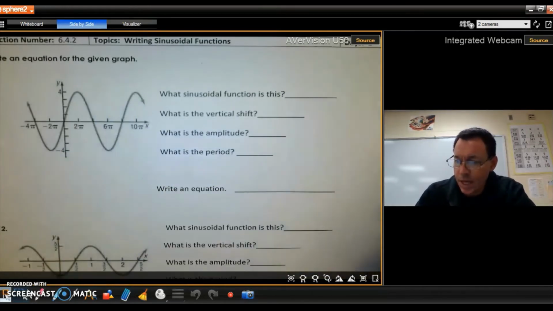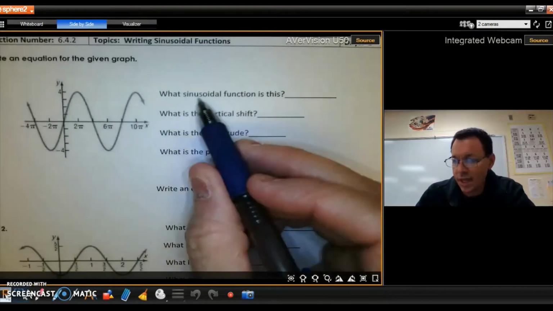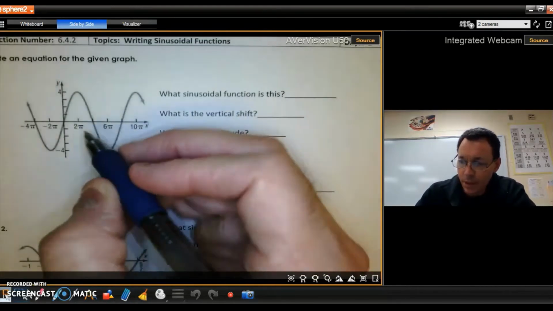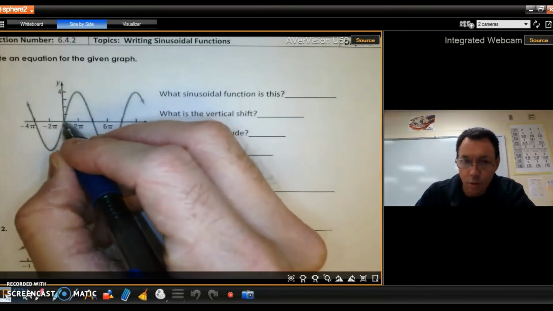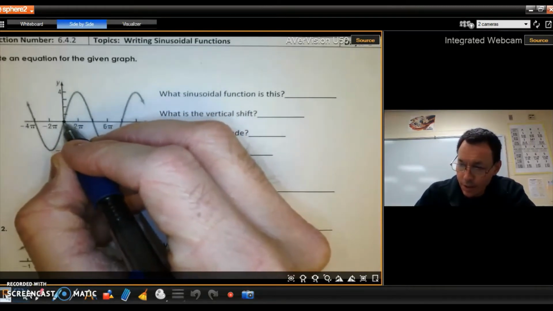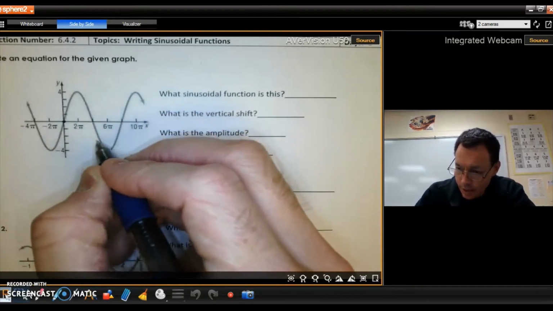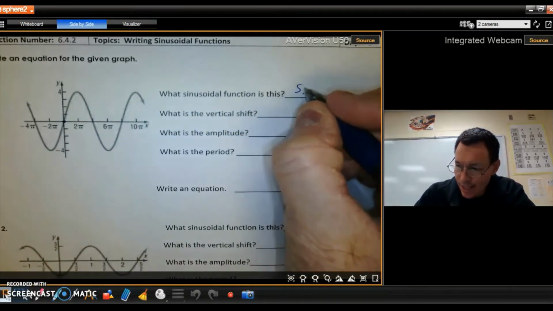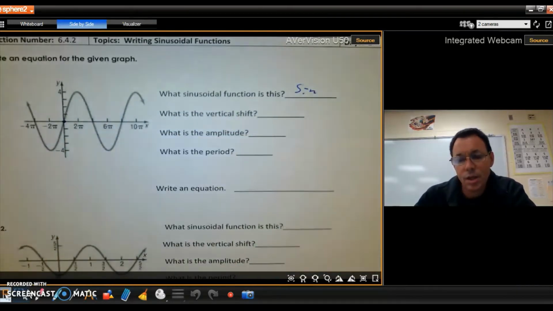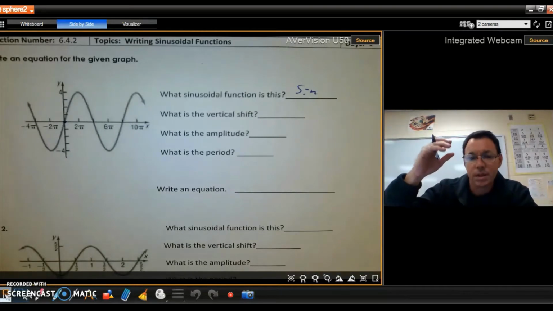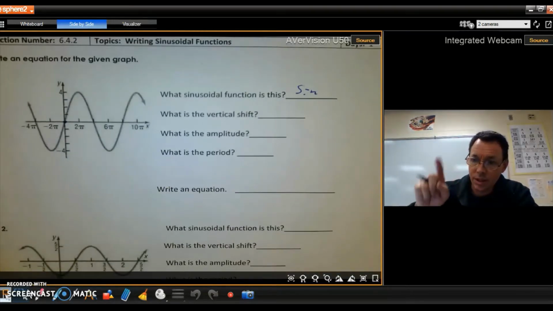And the first thing we want to determine is what kind of function is it? Well, notice that this graph goes through the origin, and then it goes up from there and down. This is a sine graph, okay? Cosine graphs start at their high point. A sine graph starts in the middle and then goes up from there.